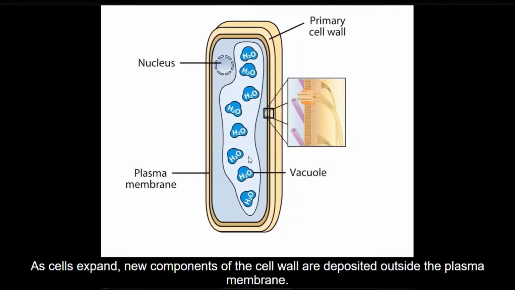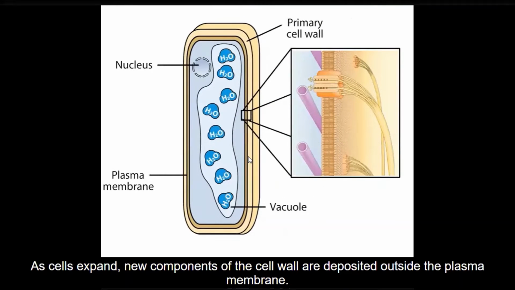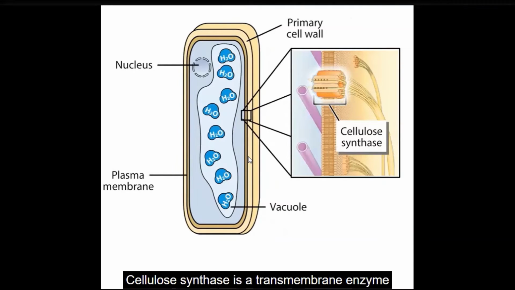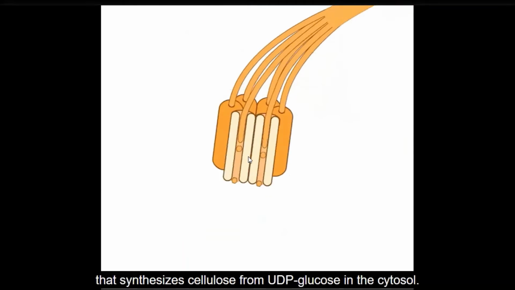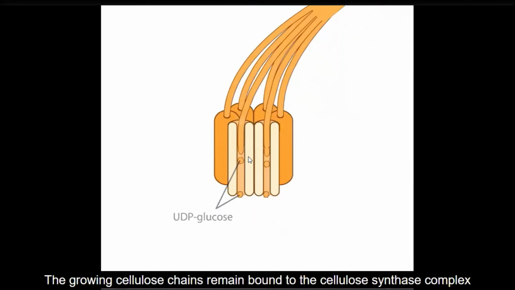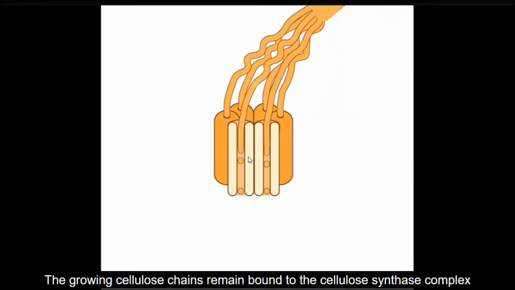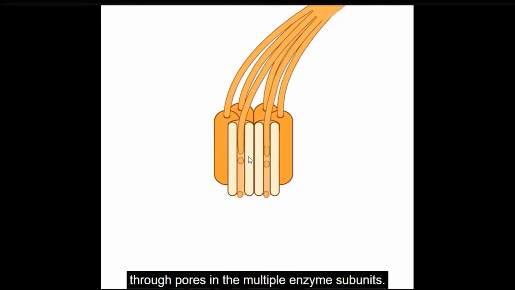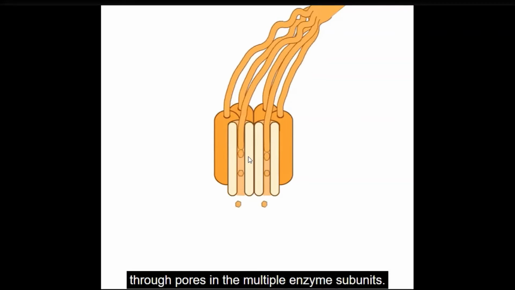As cells expand, new components of the cell wall are deposited outside the plasma membrane. A complex in the plasma membrane called cellulose synthase creates new cellulose chains. Cellulose synthase is a transmembrane enzyme that synthesizes cellulose from UDP glucose in the cytosol. The growing cellulose chains remain bound to the cellulose synthase complex as they are synthesized and translocated across the plasma membrane through pores in the multiple enzyme subunits.